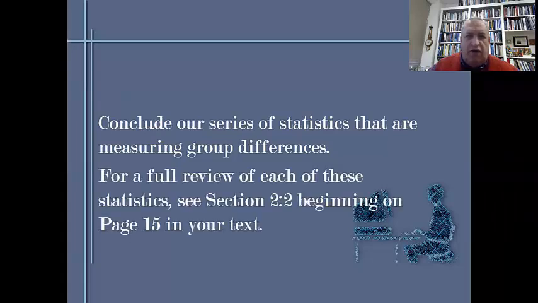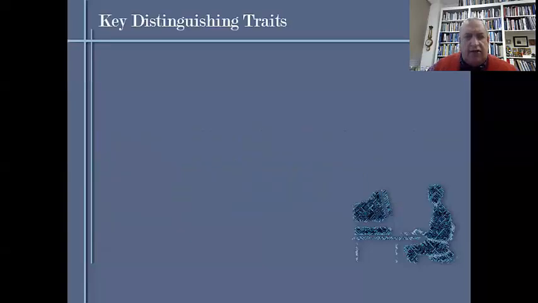Now, for a full review of all of those statistics, you can look at page 15, which begins section 2.2 in your textbook, and it really gives a nice summary of what you need to really get in your mind about what groups and variables you would use as you move through this set of statistics that are working on group differences. Now let's talk about some of the key distinguishing traits that go along with the MANOVA and the MANCOVA.